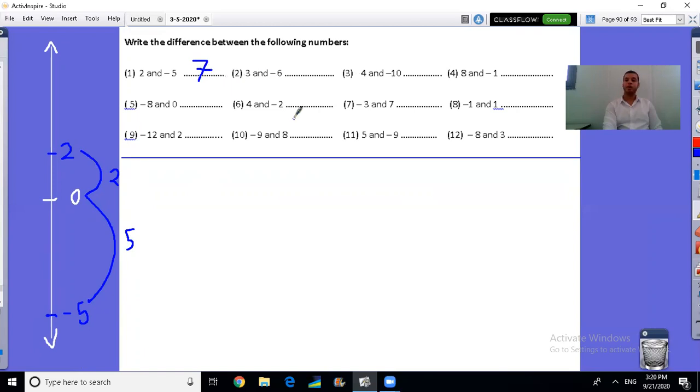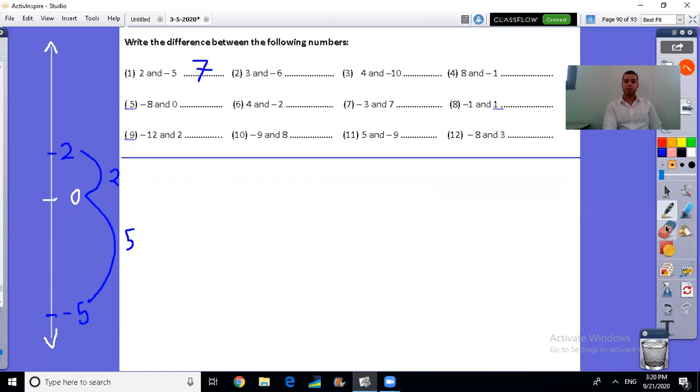That's it. All right, what about the difference between 3 and -6? 3, okay, no problem. I'm just going to erase this.